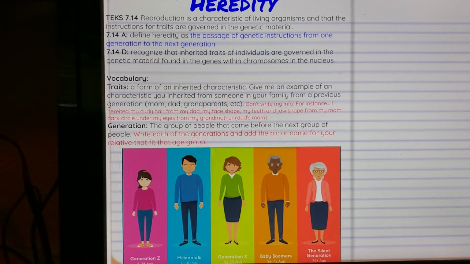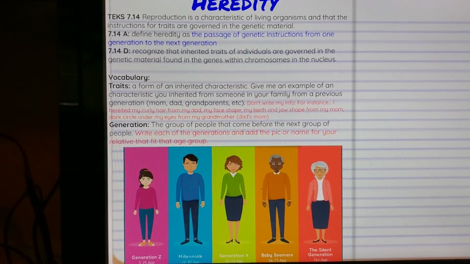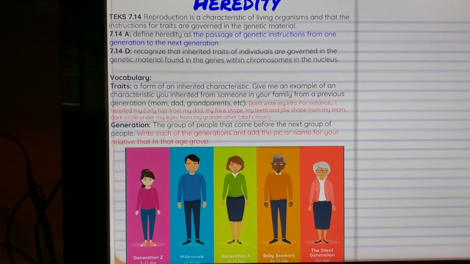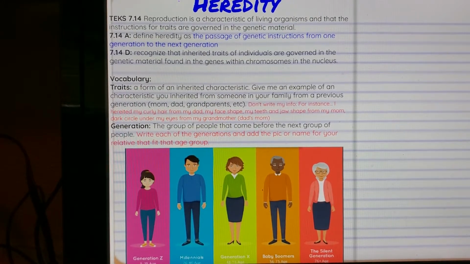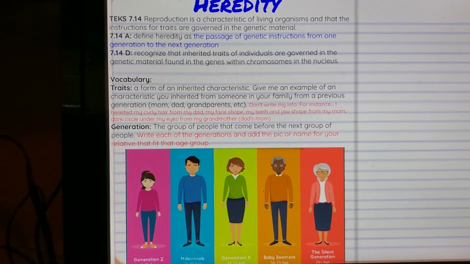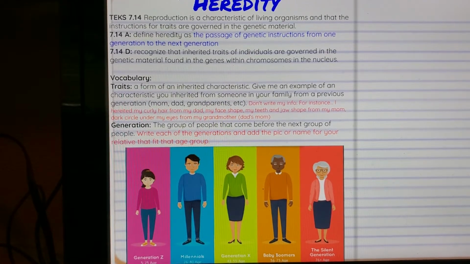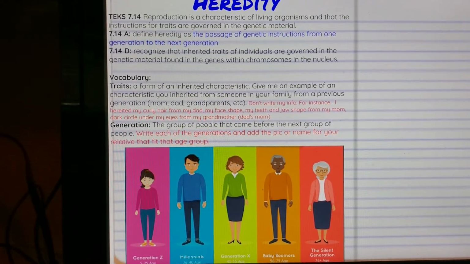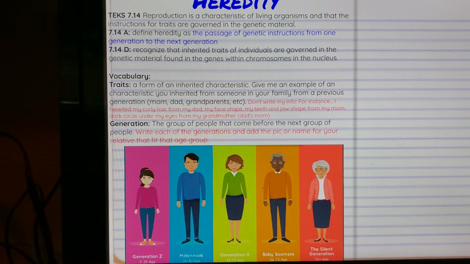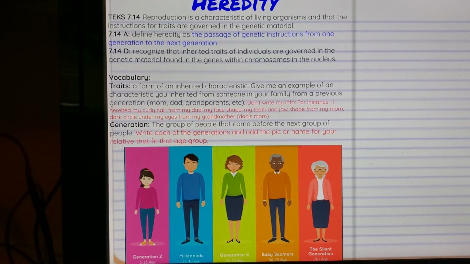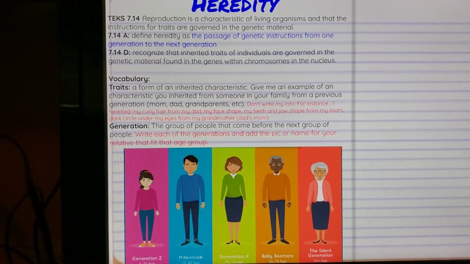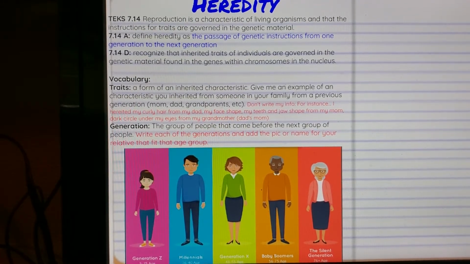So I want you to write each of the generations at the bottom of this page. You don't have to draw that picture. And add either a picture or the name of the relative that fits in that age group. They're either silent generation, baby boomer, Generation X, millennial, and then I would put a picture of yourself or put your name as Generation Z.